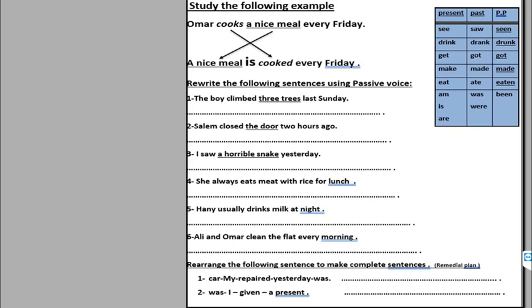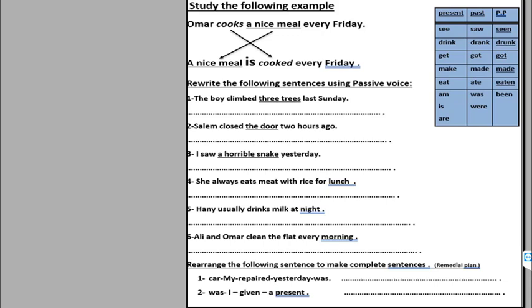Omar cooks a nice meal every day, right? We made this necessary conversion. We start with a nice meal. A nice meal is singular. So we use the form of verb to be with the singular, which is is. A nice meal is cooked every day. Now it's your turn to write the following sentences using the passive voice.